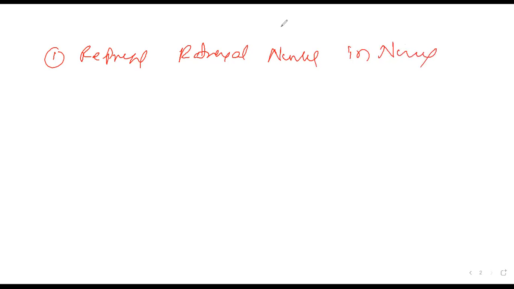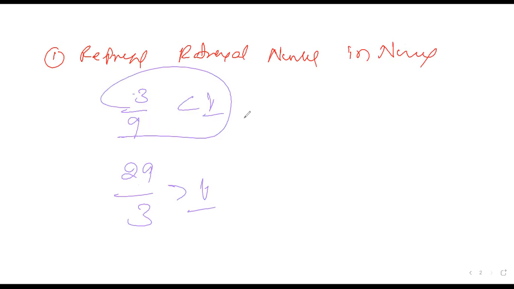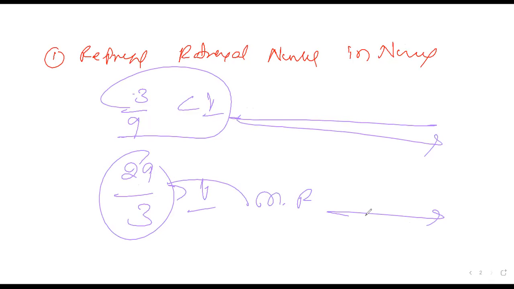Now, this is clear. Previous case: represent a rational number on the number line. The first case is the 3 by 9 example, which is less than 1, finished. 29 by something else is greater than 1, also finished. This you can do directly, right? Or you can convert it into a mixed fraction, then do it. This is clear. Representing a single number on the number line is very simple, it doesn't make any difference.